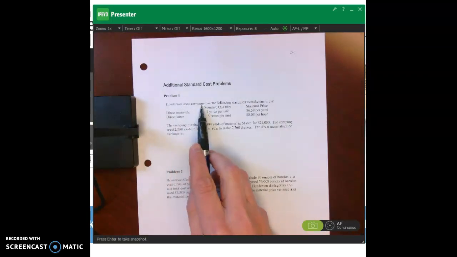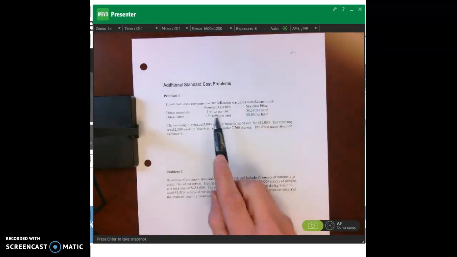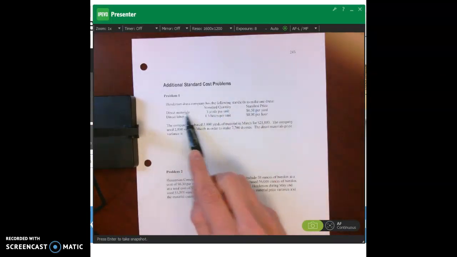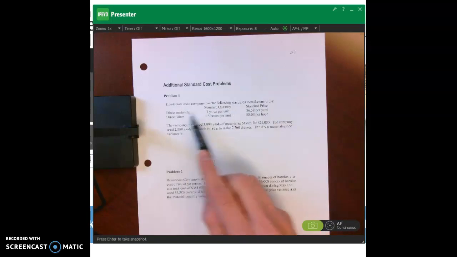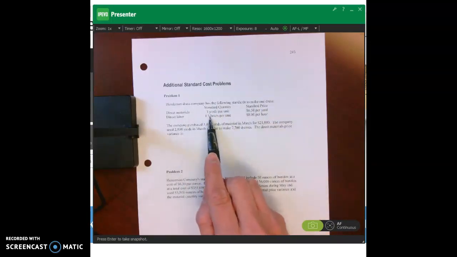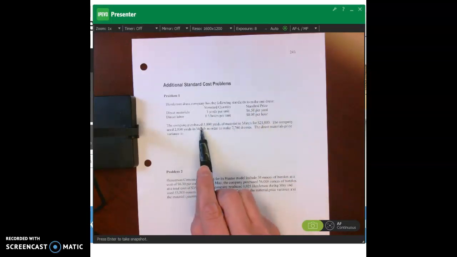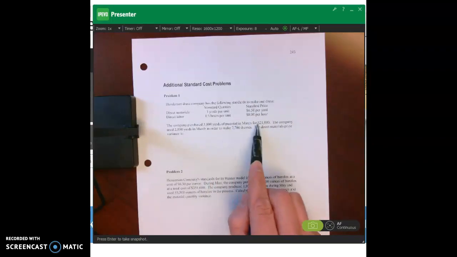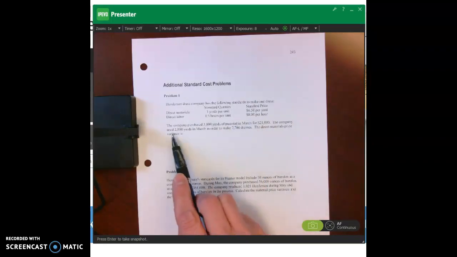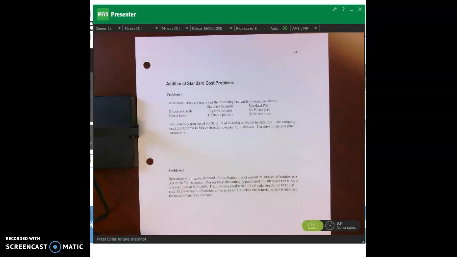So I'm working on the standard costing problems right over here. We have our Henderson Dress Company, and this is on page 243 of your course pack. It has the following standards to make one dress. Standard quantity for materials, 3 yards. Standard price for materials, $6.50 a yard. Standard quantity for labor, 1.5 hours per unit. Standard price, $8 per hour. The company purchased 3,000 yards of material in March for $21,000. The company used 2,800 yards in March in order to make 7,700 dresses. Calculate the materials price variance.